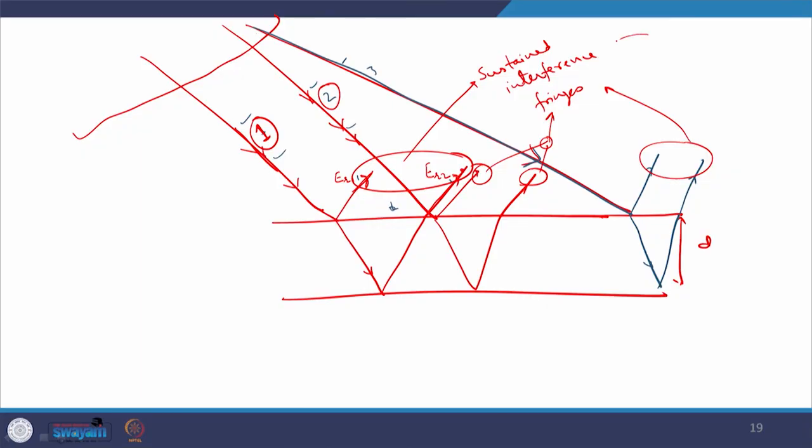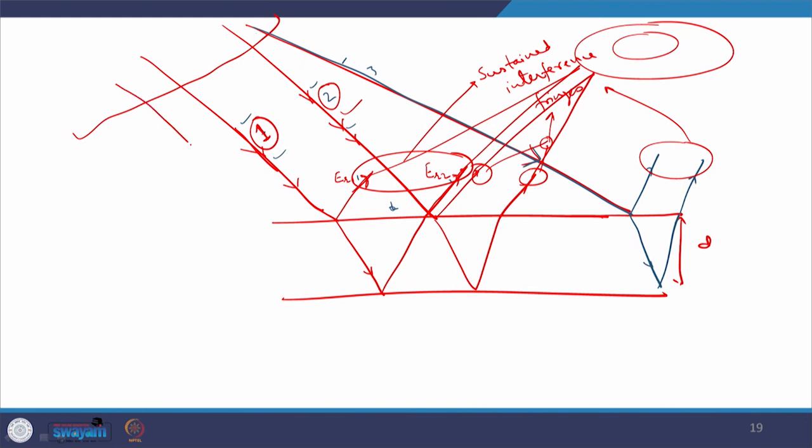Now, the second concept is that the rays which are parallel to each other will fall on the same circle. Suppose the final pattern is a concentric ring, then the first two will fall on this circle, and this ray 2, since it is parallel with ray 1, will also fall somewhere on the same circle. Some other ray, say ray number n, is again parallel to ray number 1 or ray number 2, it will again generate two reflected and refracted rays, and they will again fall on the same circle.